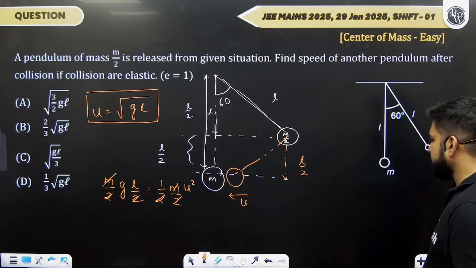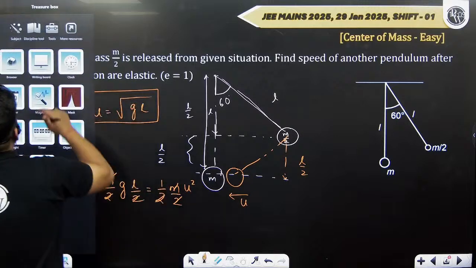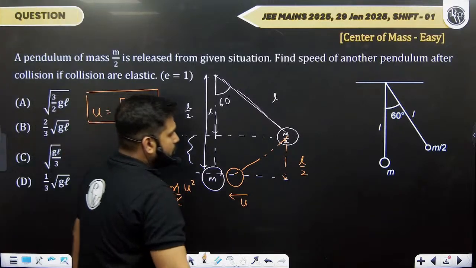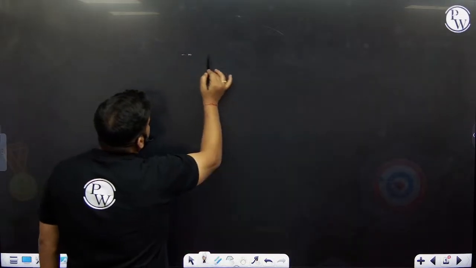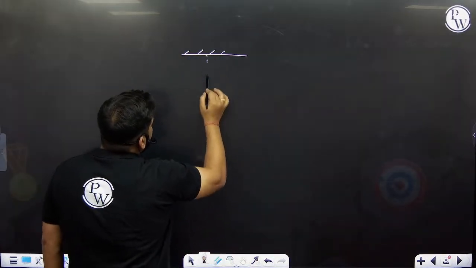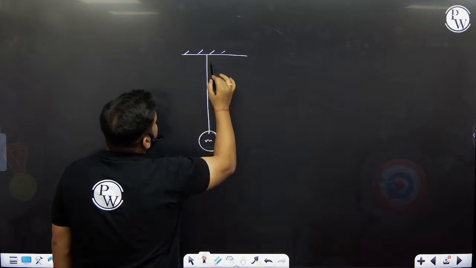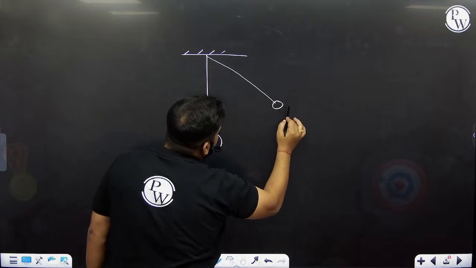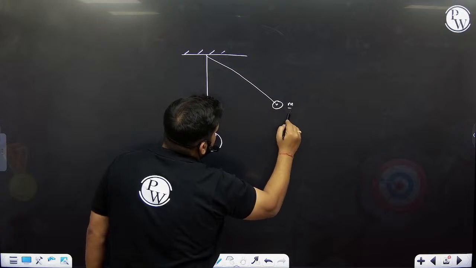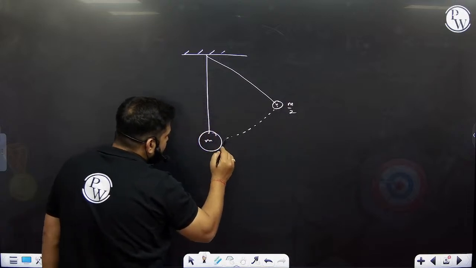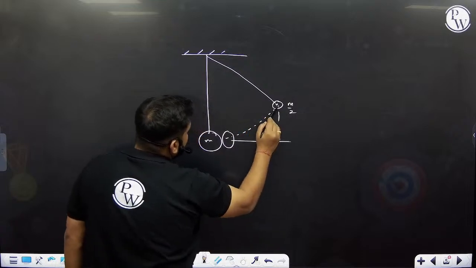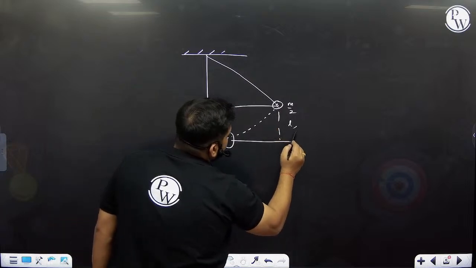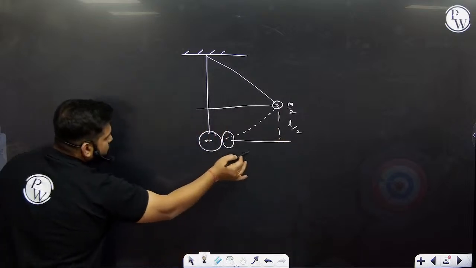Okay, let me add another page and let me explain to you. So till this point, what all things have we done? We had a question like this, and we had one mass m over here and another mass m by 2 over here. This mass came and is striking, and we have found out that it has fallen by a vertical height of L by 2.